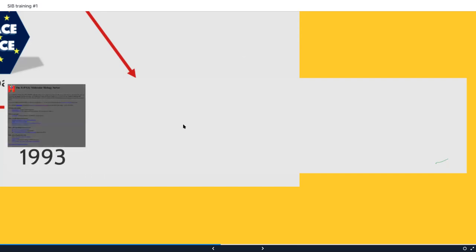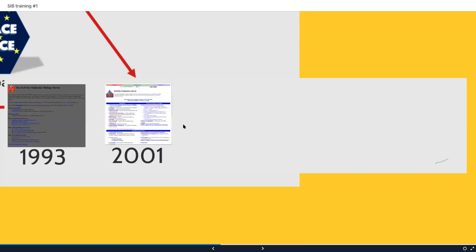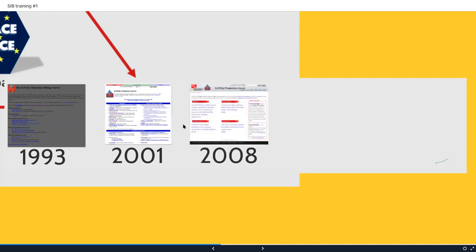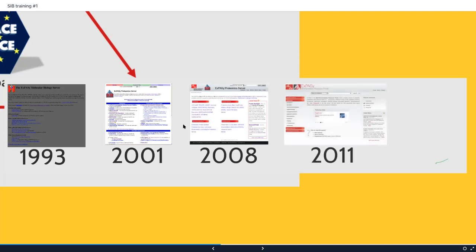I was using the fact that ExPASy had a certain reputation since it was created in 1993, became the proteomics server in 2001. It was really, from 1993 up to the turn of the century, dedicated to molecular biology. And then it evolved as a proteomics server. And one major change happened in 2011.